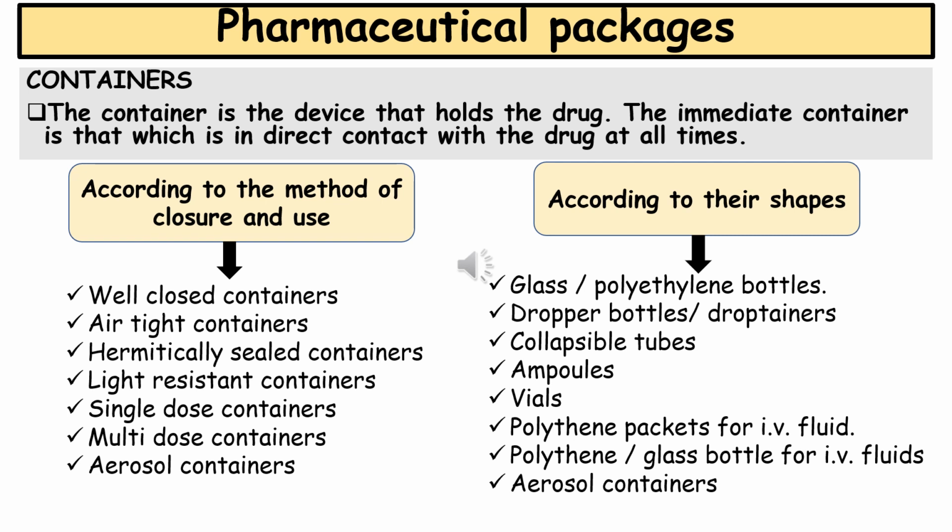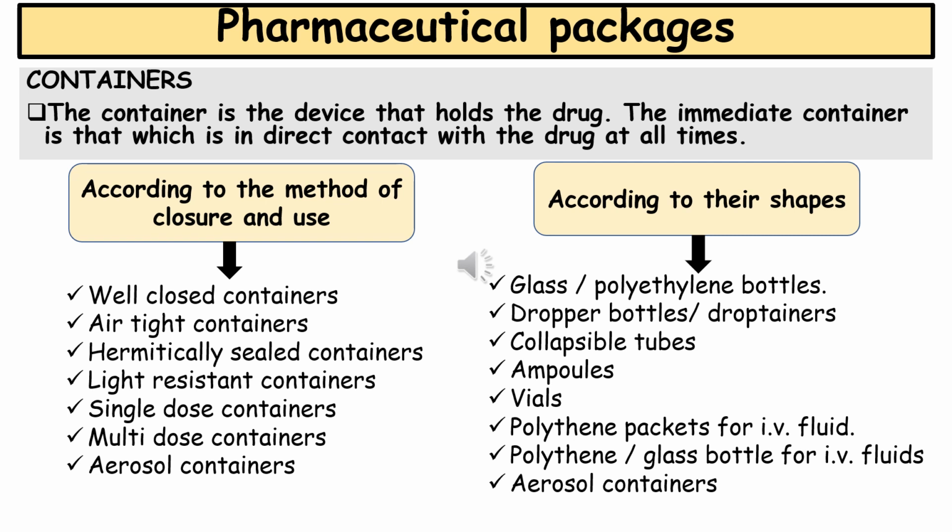So we have also seen the different types of packaging materials in our previous lecture, and these different types of packaging material come together and they make up the packaging formats, or you can say packaging system. And this packaging is available in different formats or types depending on the product size, shape and the method of closure. So the pharmaceutical package is composed of containers and closures, and container is the device which holds the drug and it is in direct contact with the drug at all the times.